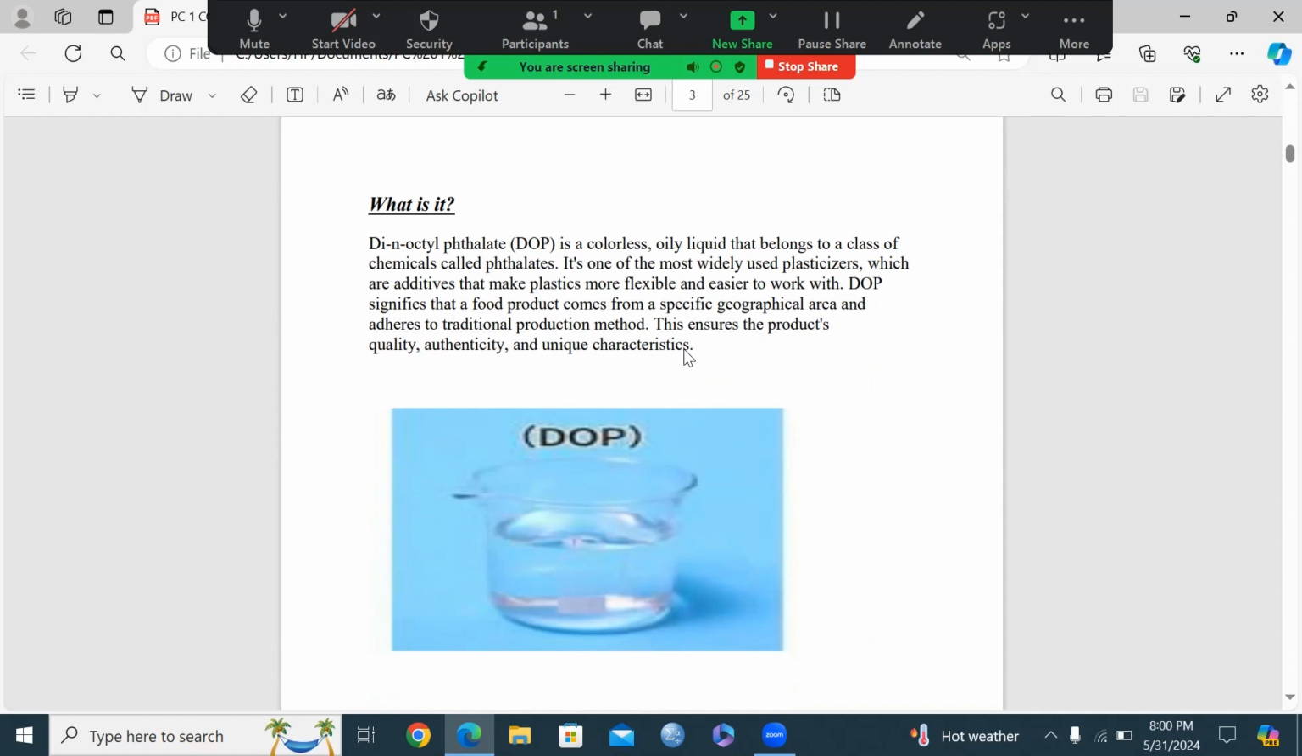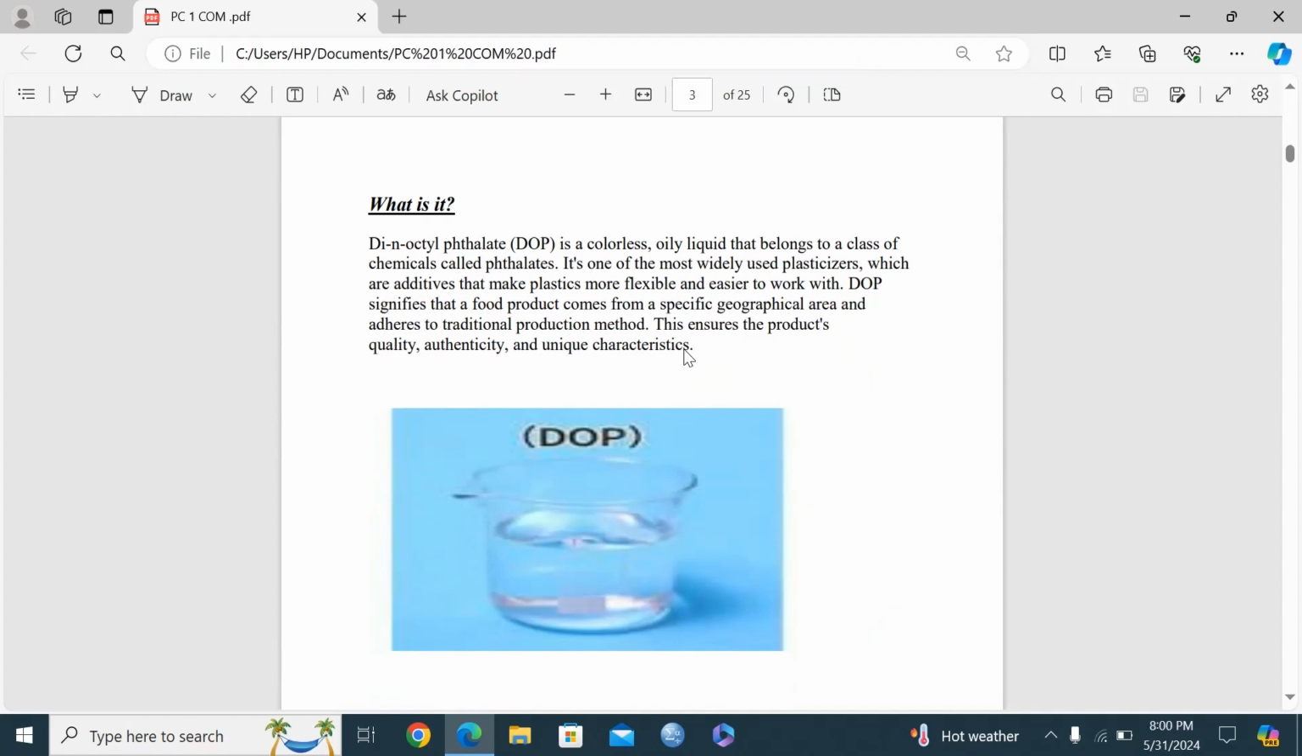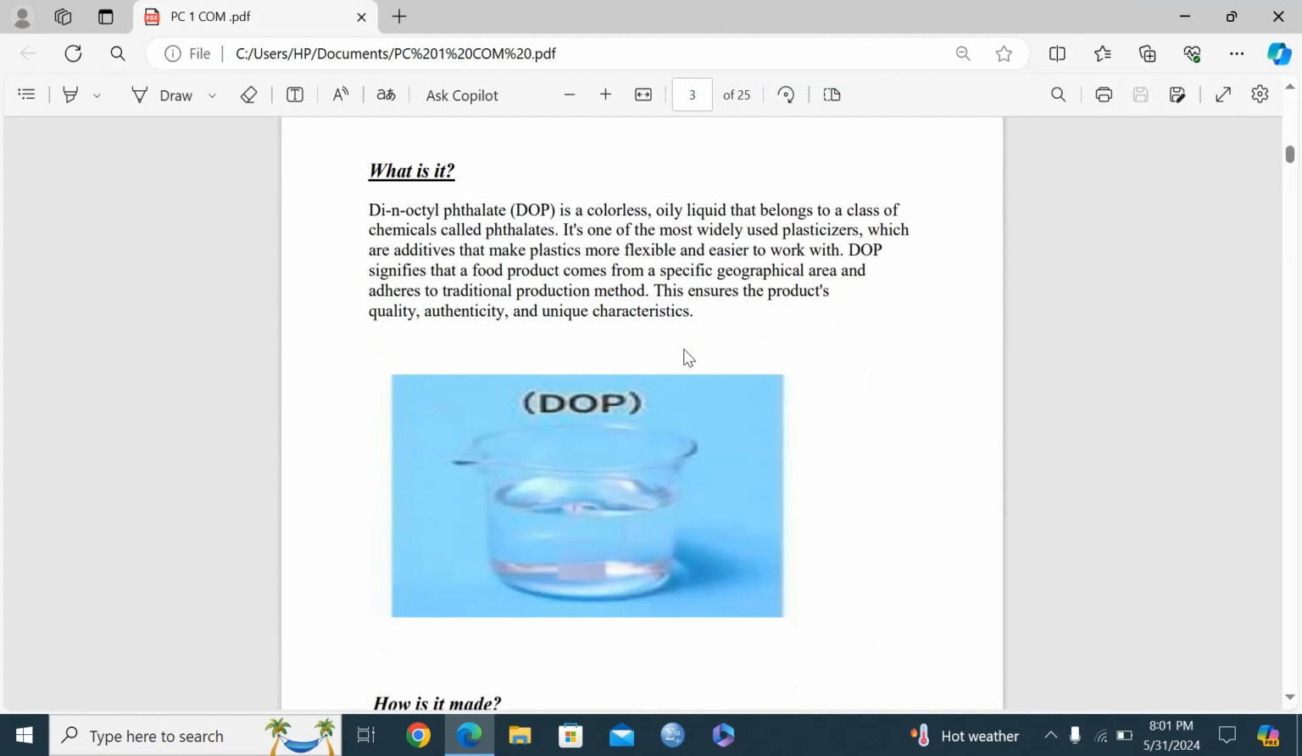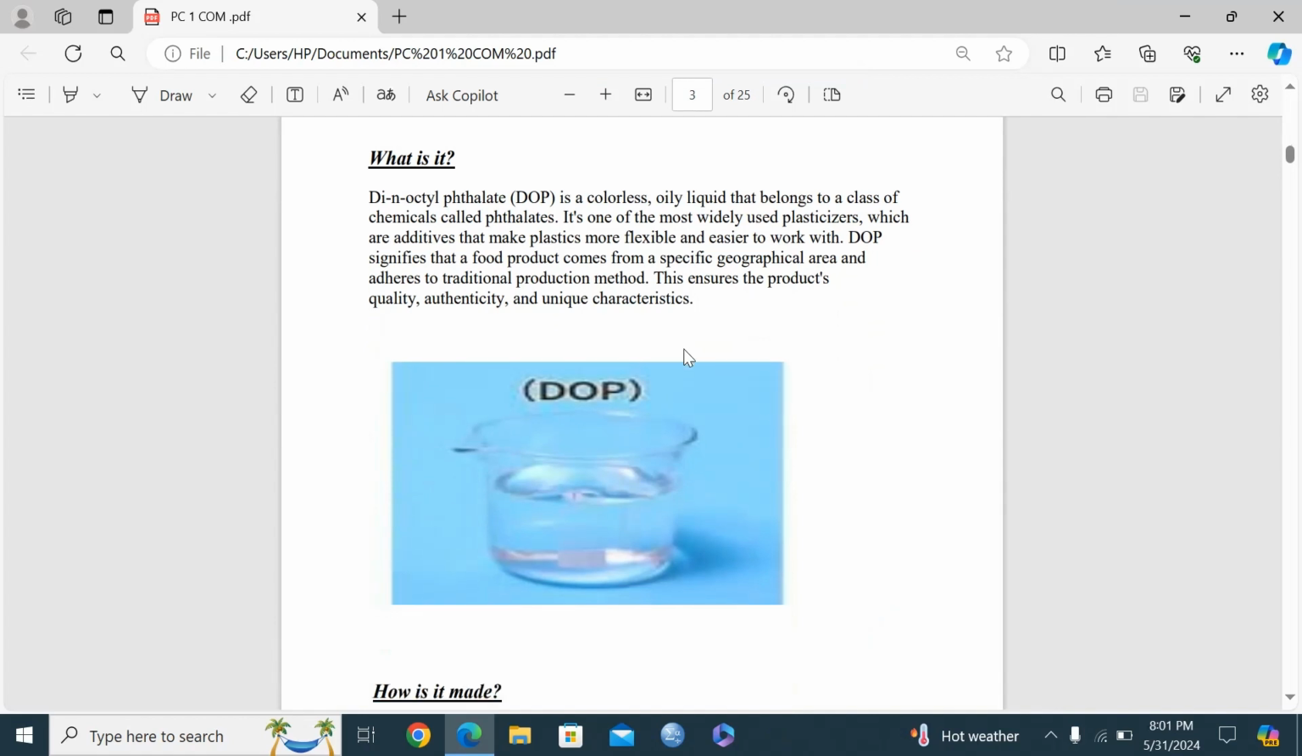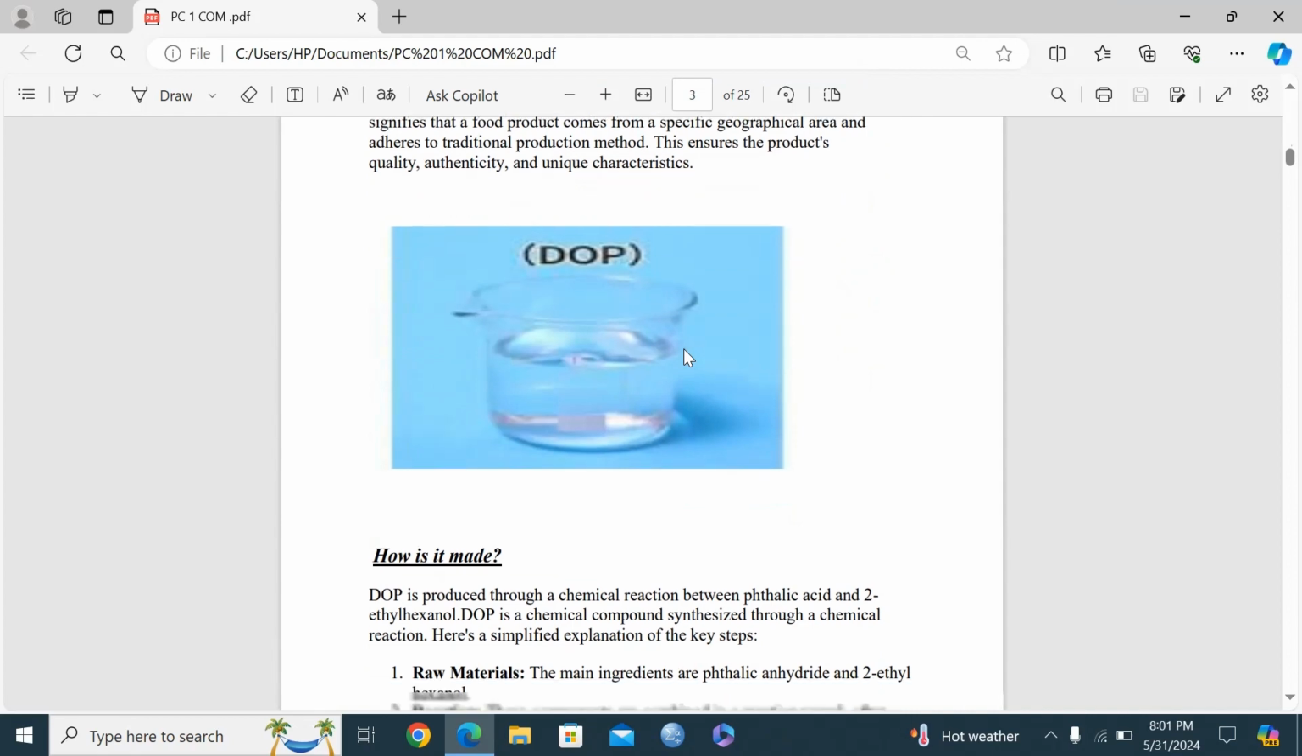What is it? DOP is a colorless oily liquid that belongs to a class of chemicals called phthalates. It's one of the most widely used plasticizers, which are additives that make plastics more flexible and easier to work with. DOP signifies that a food product comes from a specific geographical area and traditional production method. This ensures the product quality and unique characteristics.